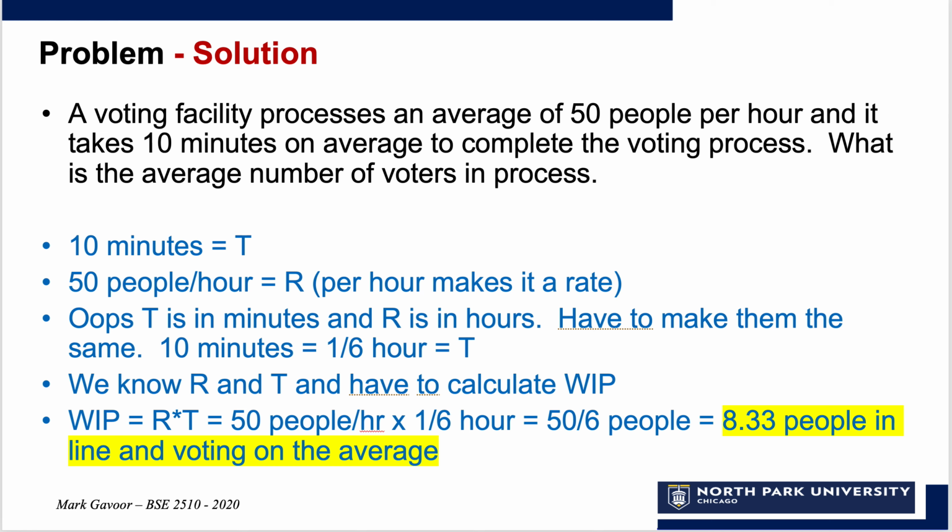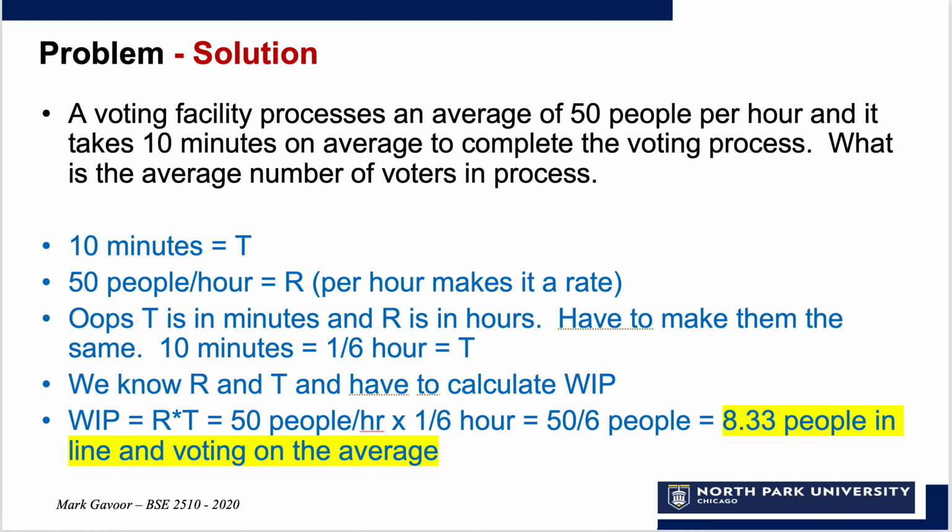Well, if we look at it, the solution is: 10 minutes equals T. It's not a rate. It takes 10 minutes to complete the voting process. That's how long it takes to process one voter, and it's an average. Some people take 8, some people take 12, but the average is 10.